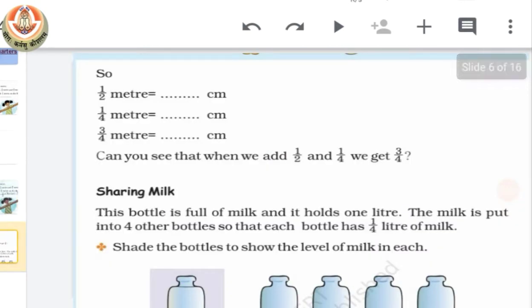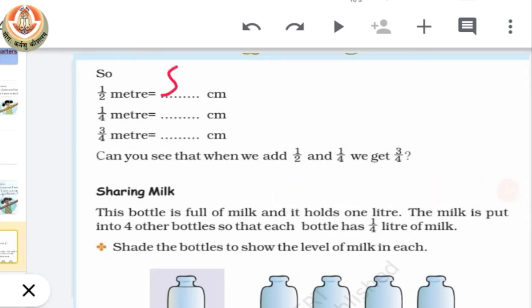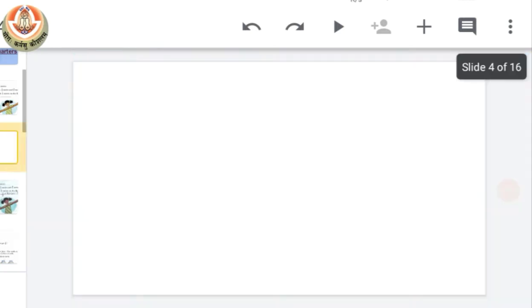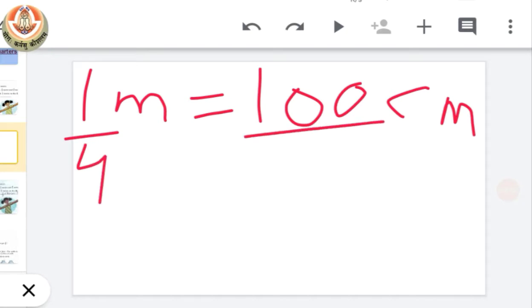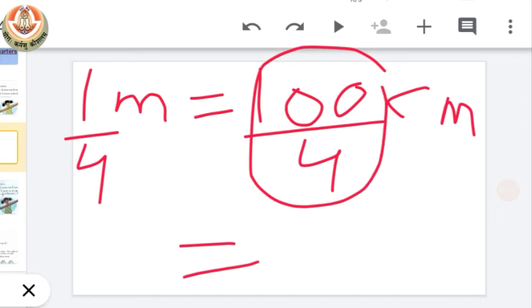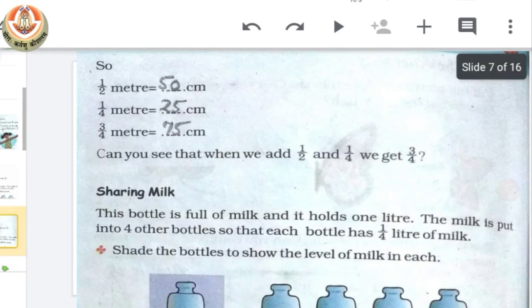Now let's move on to the next activity. So similarly, half of a meter means 50 centimeters, right? It is 50. Now 1/4 meter. So for 1/4 meter, look here. In 1 meter, we have 100 centimeters. So to make it 1/4, we have to divide it by 4. Similarly, we have to divide 100 by 4. And when we solve it, we will have 25. So that means in 1/4 meter, we have 25 centimeters. Okay, you can see here.